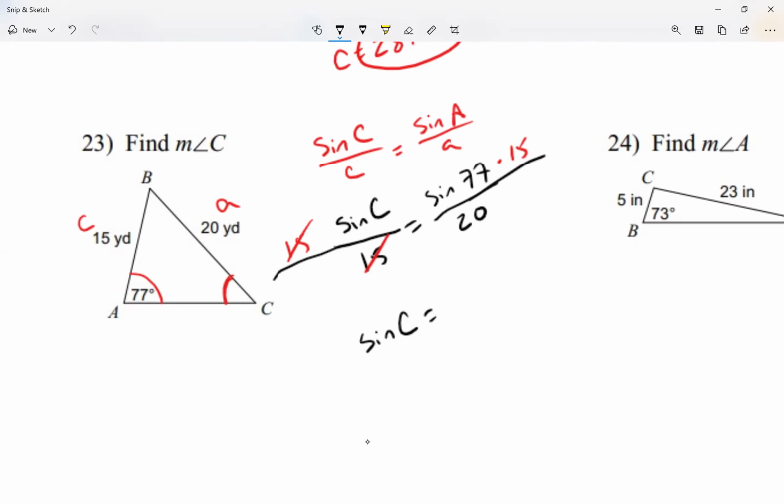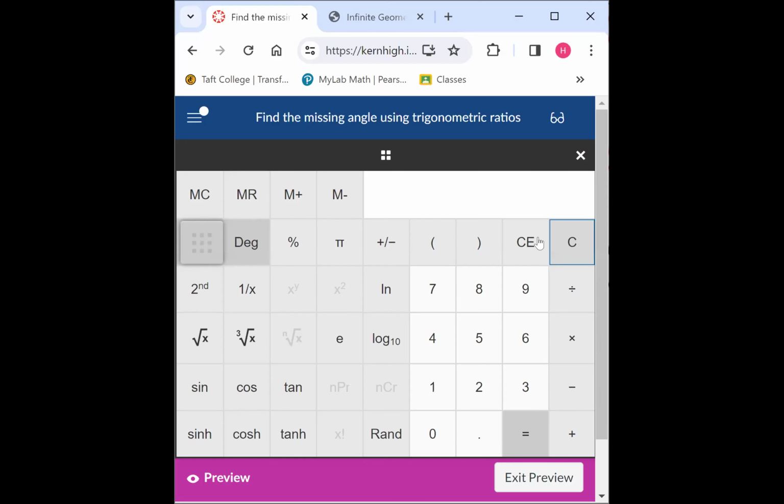Let me grab my calculator again. So I have sine of 77, close parentheses, times 15 divided by 20. And it gives me a big decimal. I'm not quite done yet.